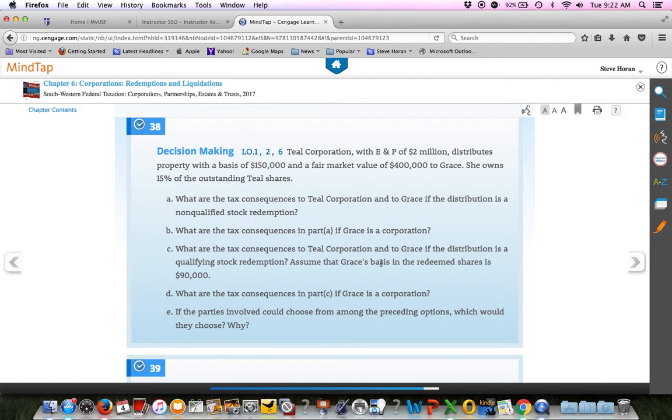Grace would receive, in this example, a little bit different for Grace though. Grace would receive a capital gain of $310, the $400,000 fair market value received, minus the $90,000 basis would be a gain of $310. Letter D, what are the tax consequences in Part C if Grace is a corporation? For Teal, it's the same. So for D, the consequences are the same for Teal as they were in C. For Grace, they would still have a capital gain of 310. Okay, so that would still be the same.